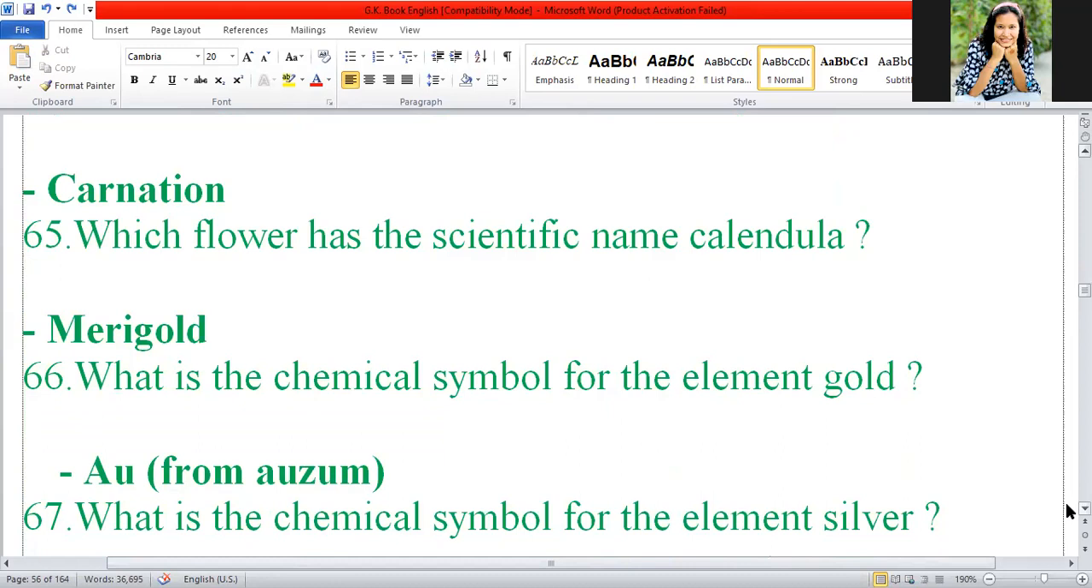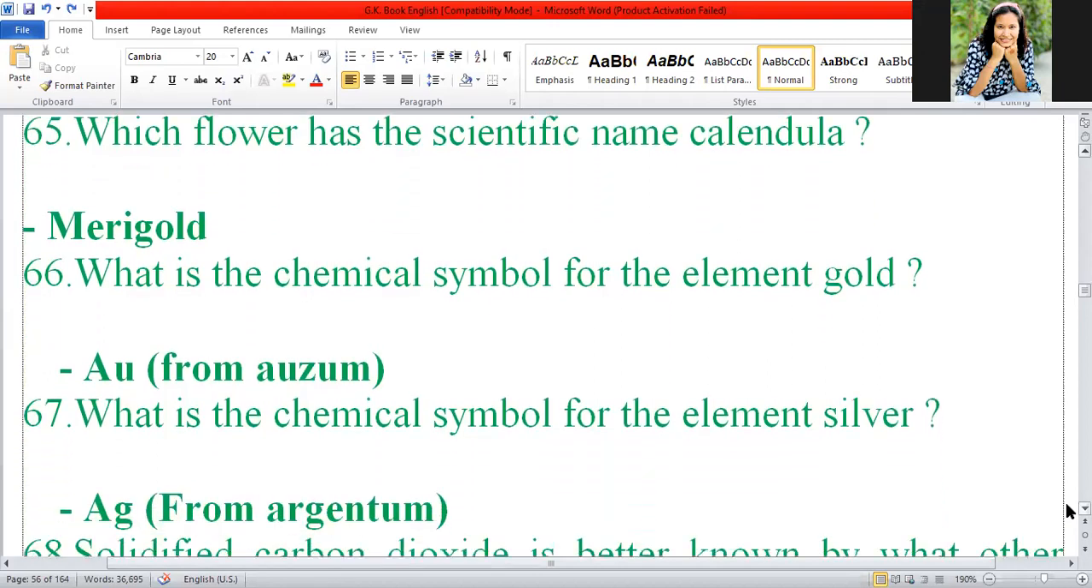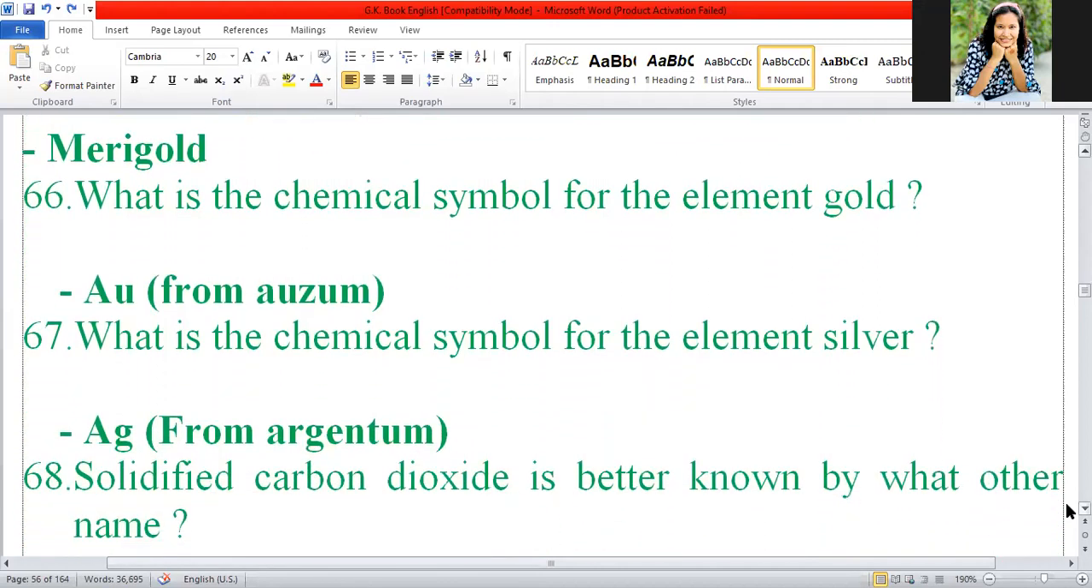So what is the chemical symbol of the element silver? Hg. Hg. Good. Congratulations. The right answer is Ag. This is question number 68.